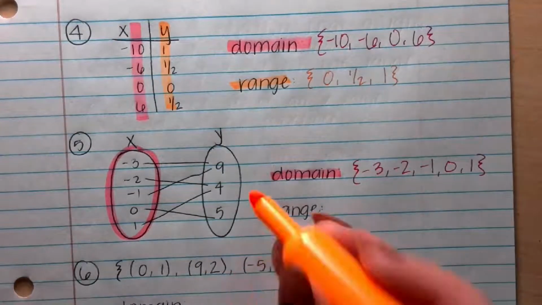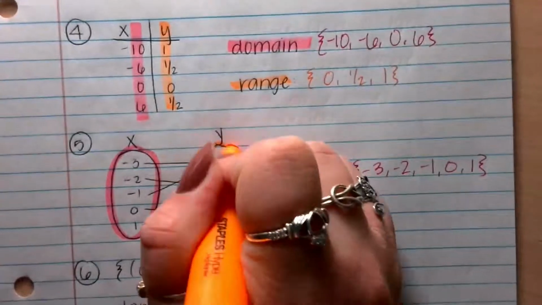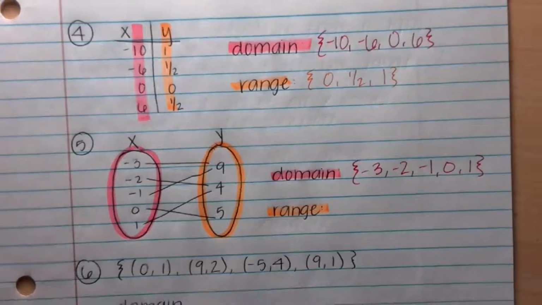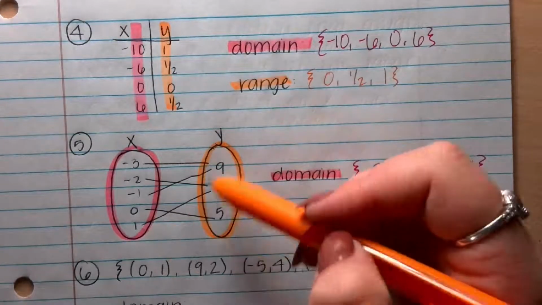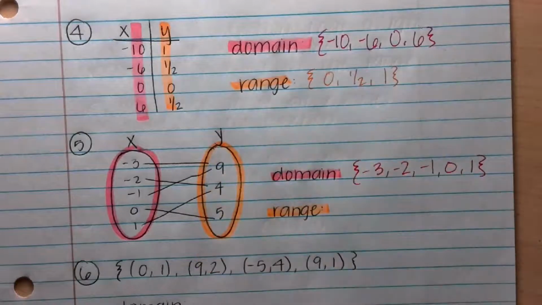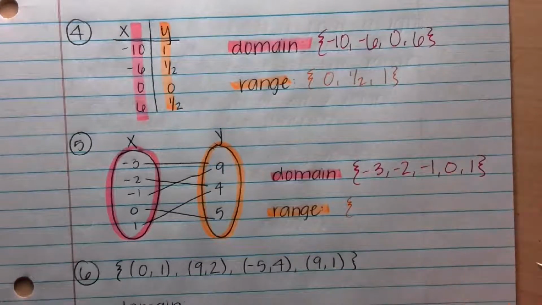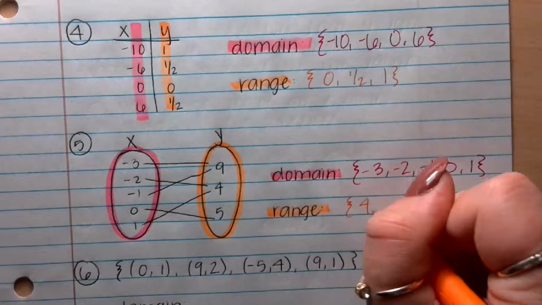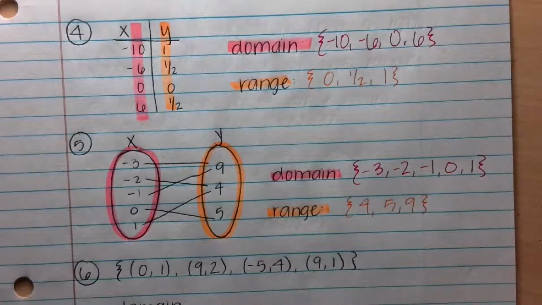Our range we have in orange. And this is what I was talking about earlier, why we don't have to rewrite our numbers a million times: in our potato diagram, the 9 and the 4 are not written multiple times. So it's okay to just have them written once. We're going to again put these from least to greatest. We go 4, 5, 9. That is going to be our range.